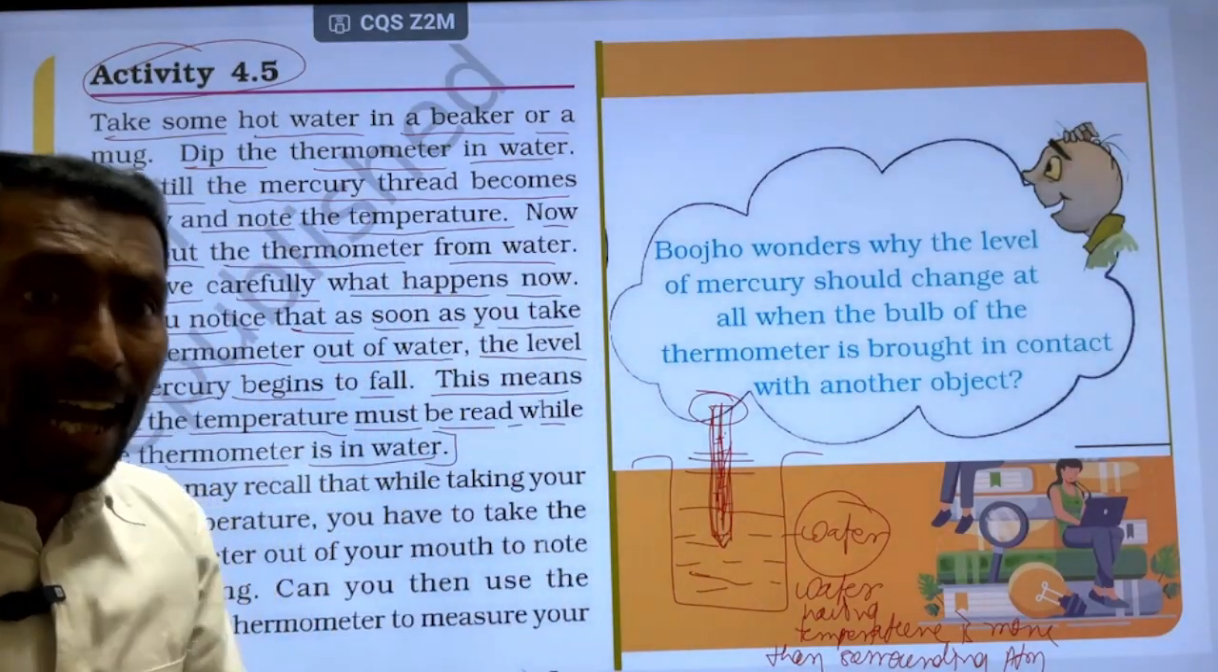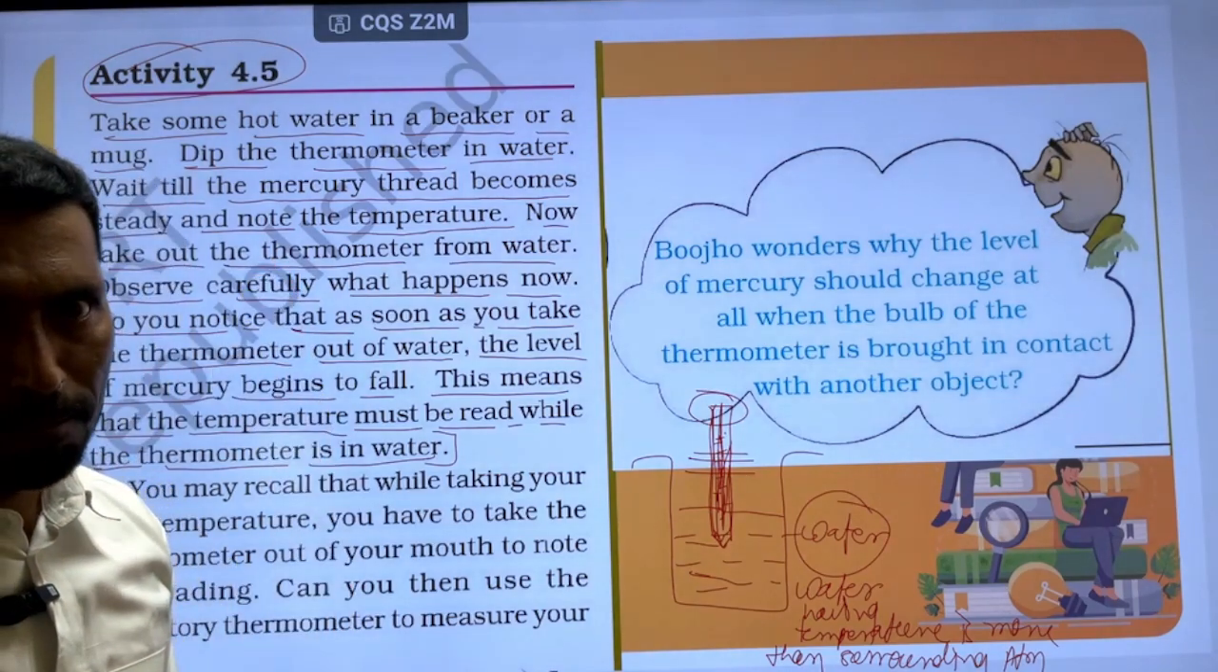At that time, we analyze the reading. At that time, we observe the reading. Not remove.